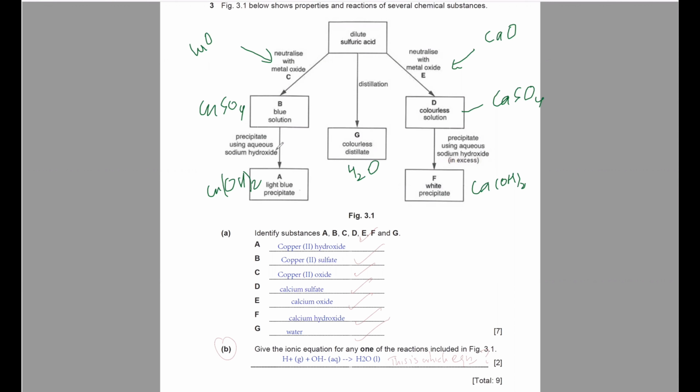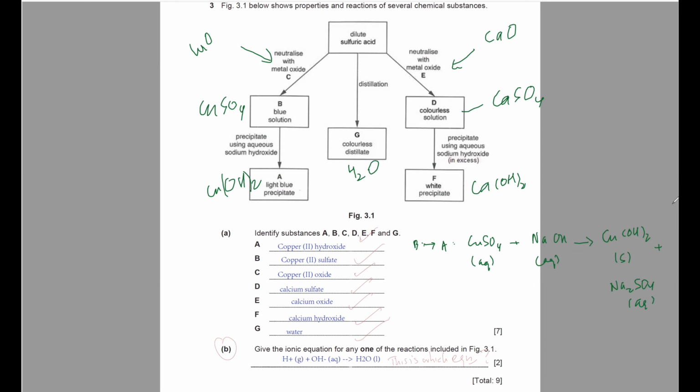So I'll pick anything that I think is easy to do. Process B to A is quite easy to get, and D to F is also quite easy. So you get B to A. This one is copper sulfate solution, which is aqueous, plus sodium hydroxide NaOH, which is aqueous also. Then you'll get copper hydroxide, which is solid, plus sodium sulfate, which is also aqueous.